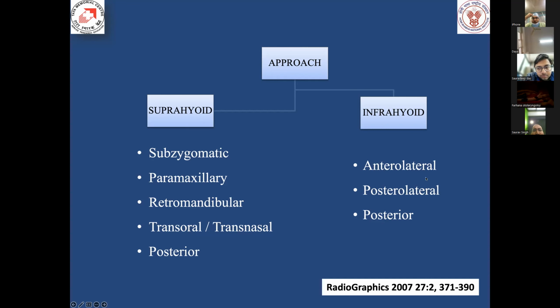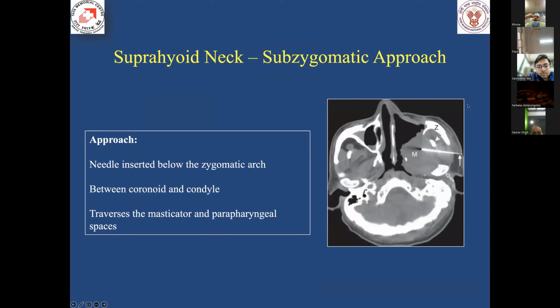Infrahyoid, we have anterolateral and posterolateral, again depending upon whether we go anterior to the carotid space or posterior, and then a posterior approach. So quickly moving on to the various approaches that I mentioned.